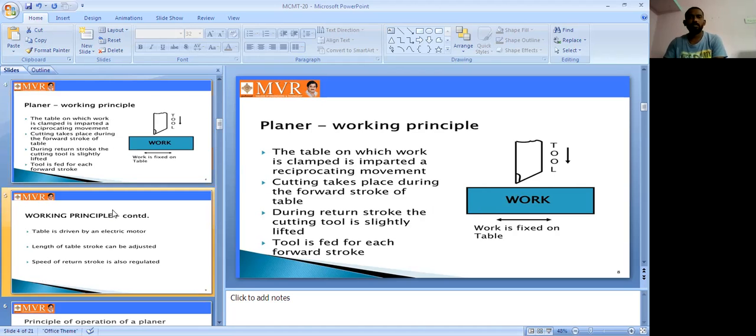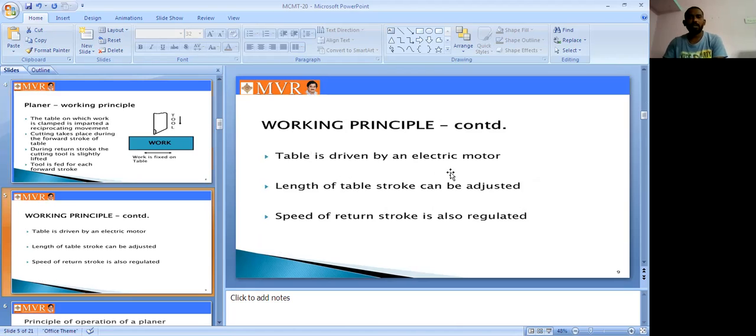Another point: the table is driven by an electric motor. The length of the table stroke can be adjusted. On the table we are clamping the workpiece. We choose large-sized workpieces and produce flat surfaces. The length of the stroke can be adjusted while doing the planing operation.